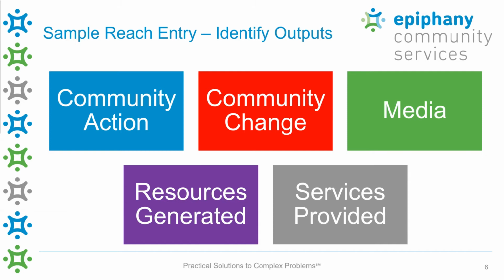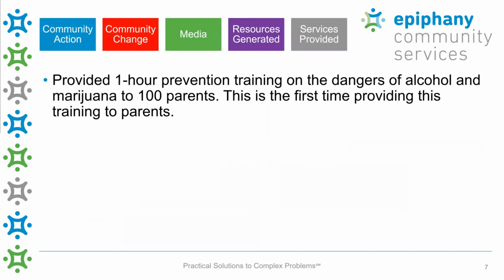All right, so we're gonna go ahead and look through our different output types now and read through that description we just saw, and highlight and color code what we have to enter. The first thing is going to be the service provided aspect and the community change aspect. So the main part we have here is that we provided a training to 100 parents for 1 hour.